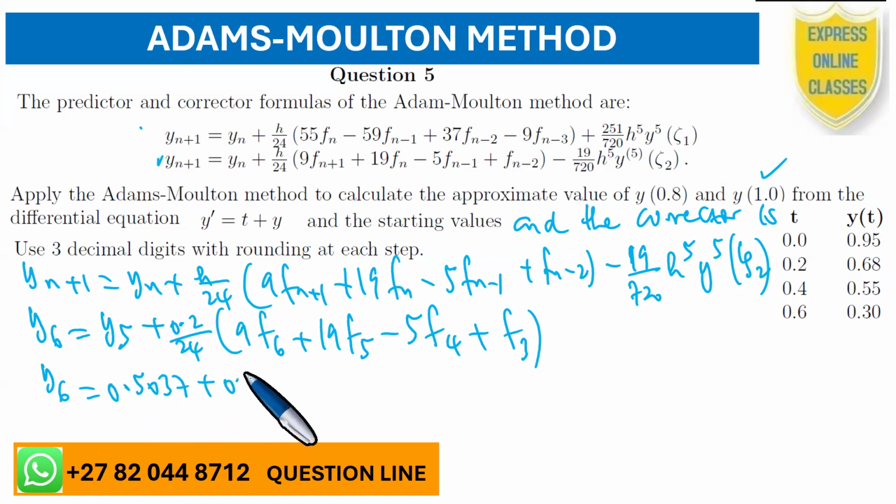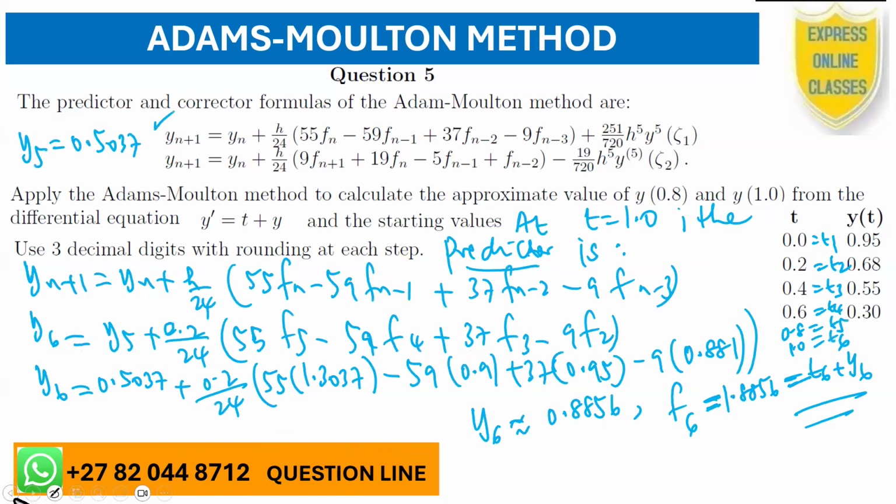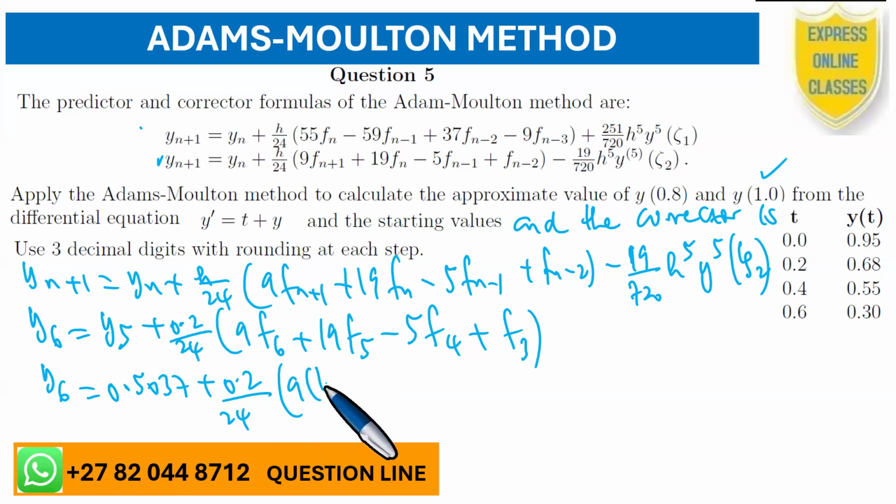0.5037 plus, then we do 0.2, we divide by 24, and then we're going to have 9. F6, we've already got our F6. F6 is 1.8856. That's what we plug in here.